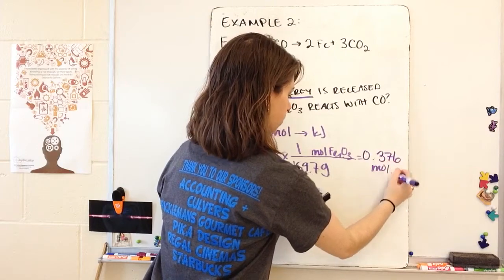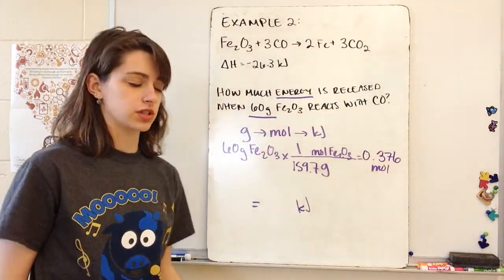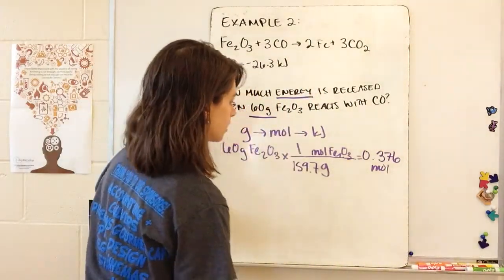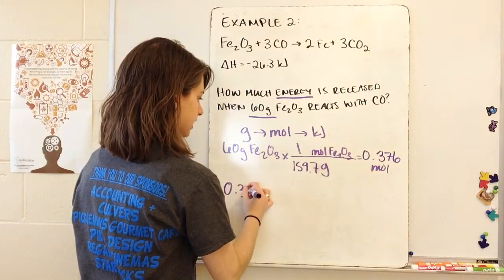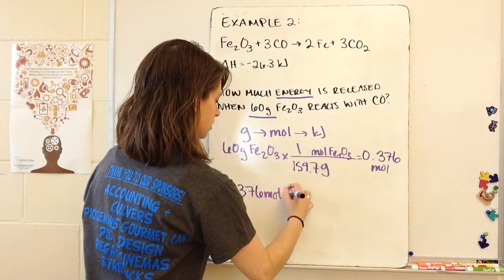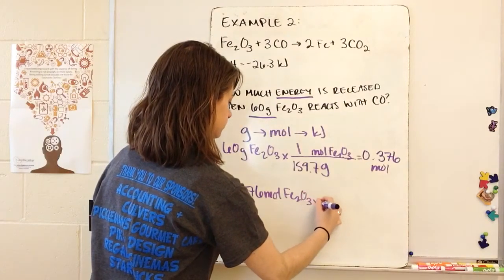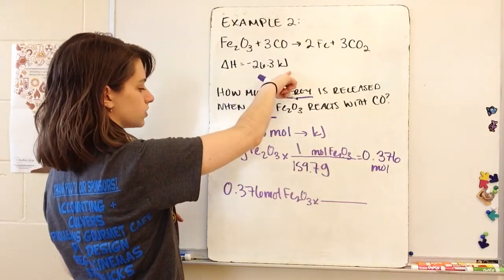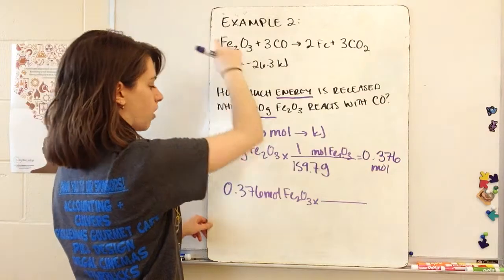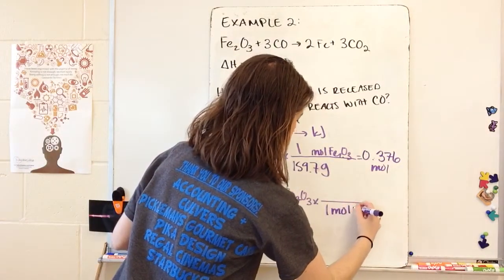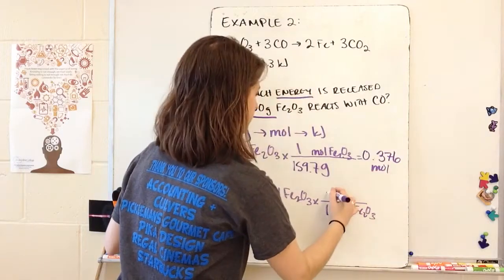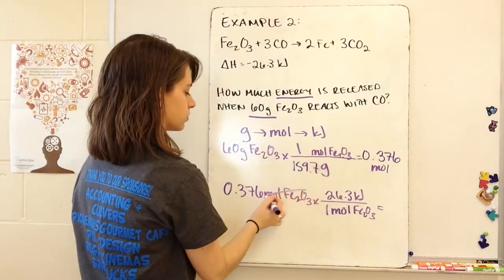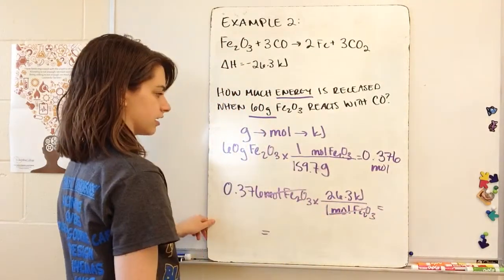I get 0.376 moles. And now I can finish up this question just the way that I did in the previous one. I'm going to go ahead and erase this so I have a little bit more space. So if I have 0.376 moles of iron(III) oxide, and this tells me that I get 26.3 kilojoules out. My coefficient in front of here is just a 1, so for every 1 mole of iron(III) oxide, I get 26.3 kilojoules. My moles will cancel, which is good because I wanted my answer in kilojoules.